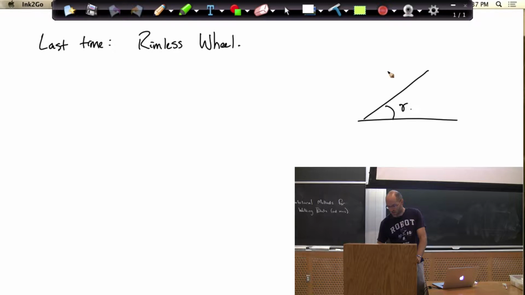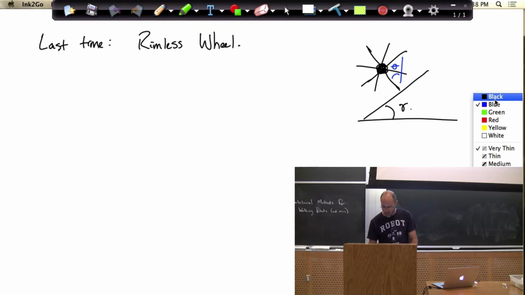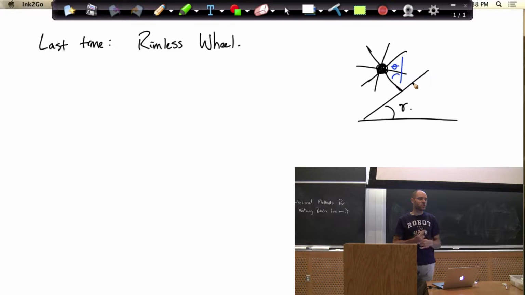Okay, so last time you'll remember we talked a lot about the rimless wheel, which was our toy model of a wheel on a slope, gamma, of a simple pendulum, basically. A point mass with some spokes coming out of it, rolling down the hill. One of the remarkable things about that system was that even though it was completely passive, it quickly fell into one of two stable solutions. One of them was standing still, and the other one was stable periodic motion. Even if it was started very quickly, it would slow down, and it would always roll at the same speed.